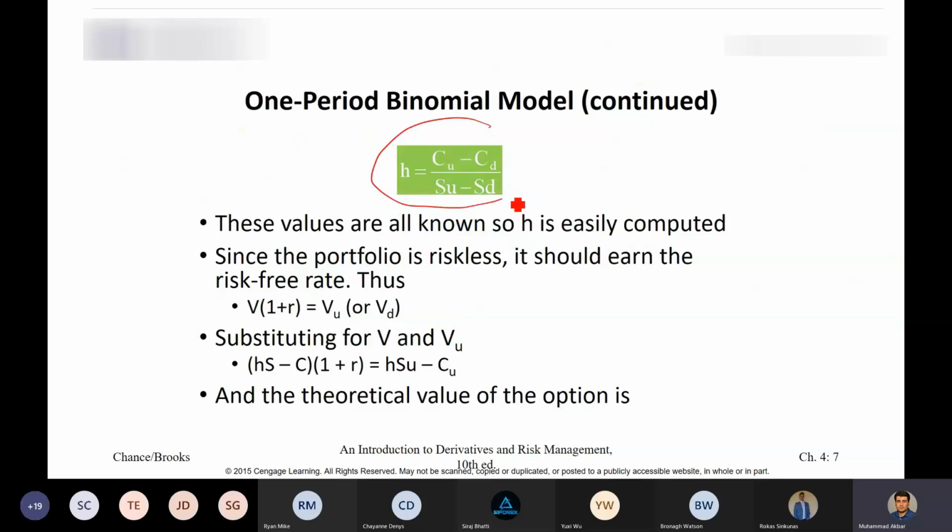This is what we just derived in our analysis, and you can see here that the value of the portfolio today multiplied by 1 plus R will be equal to the value of the portfolio if the stock price goes up, and the value of the portfolio if the stock price goes down. That is because it's a hedged portfolio, so it should be protecting you against up movement and down movement.